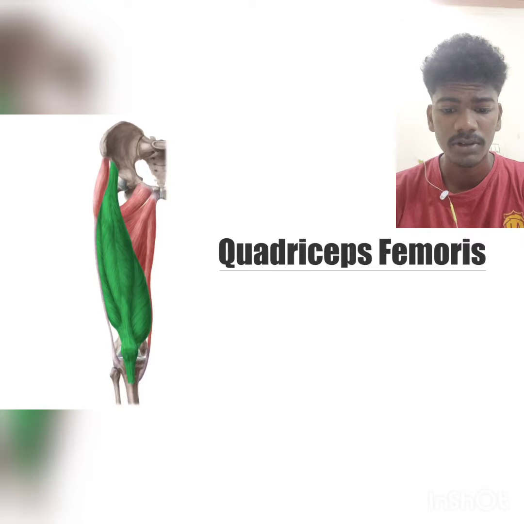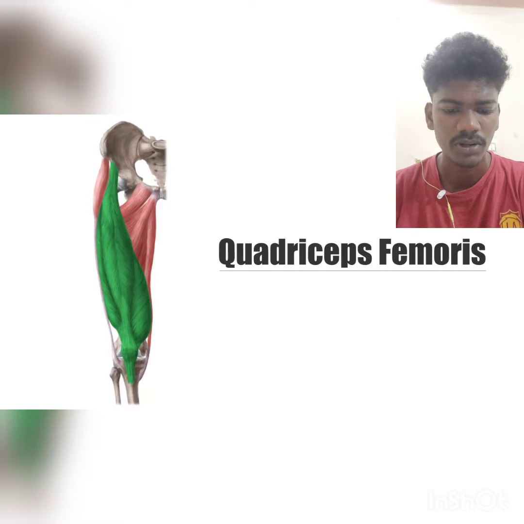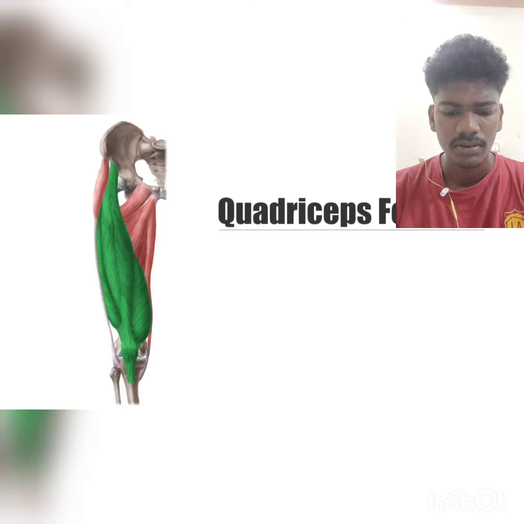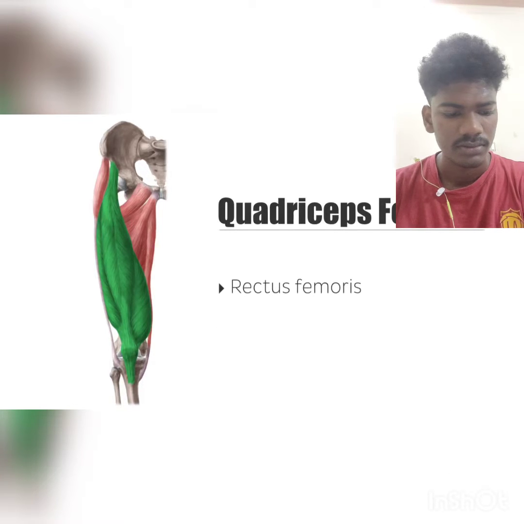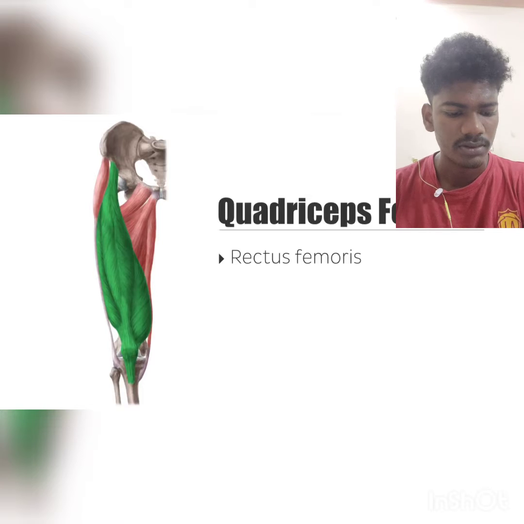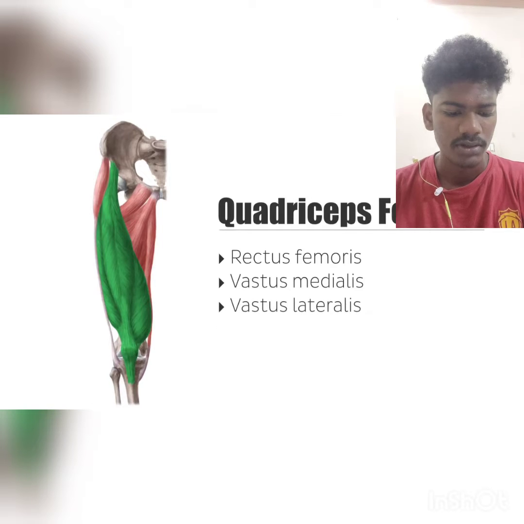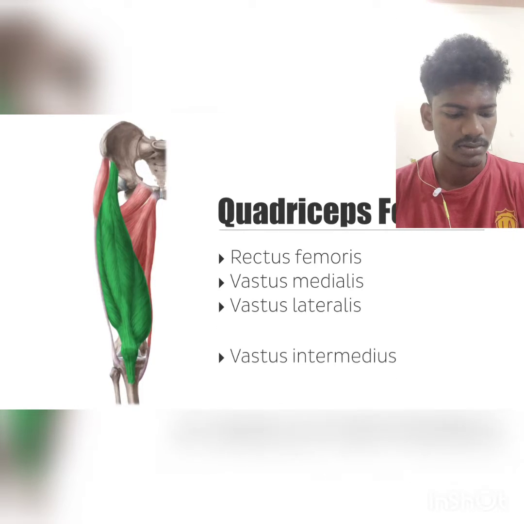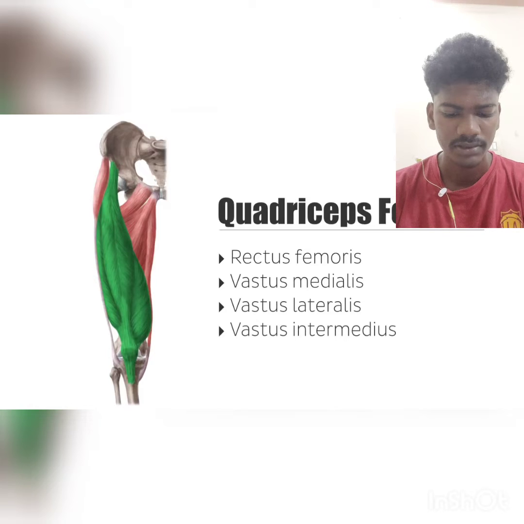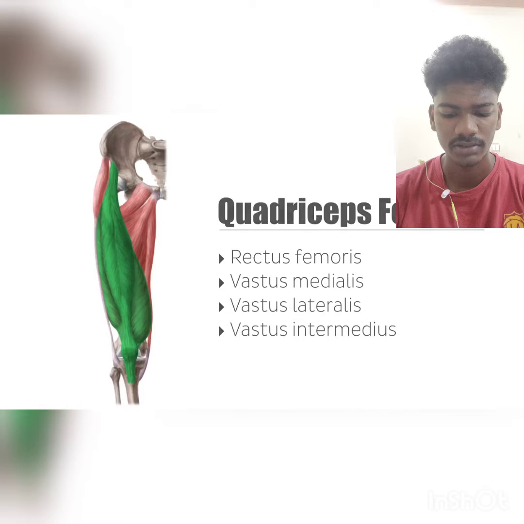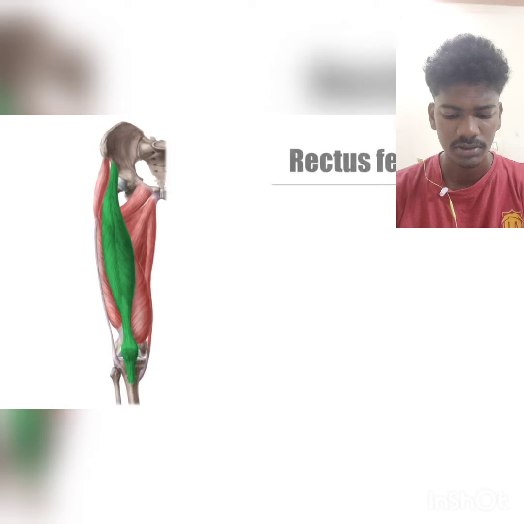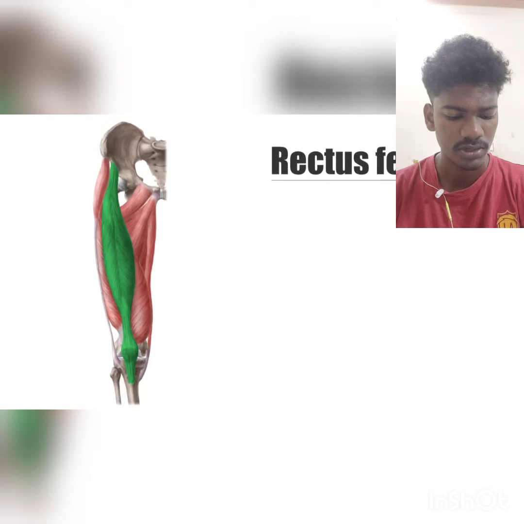The quadriceps is among the strongest muscles in the human body and significantly forms the lateral contours on the ventral side of the thigh. Its innervation is carried by the femoral nerve. It consists of four separate muscles: the rectus femoris, the vastus medialis, the vastus lateralis, and the vastus intermedius. We will discuss the insertion and origin of each one individually.